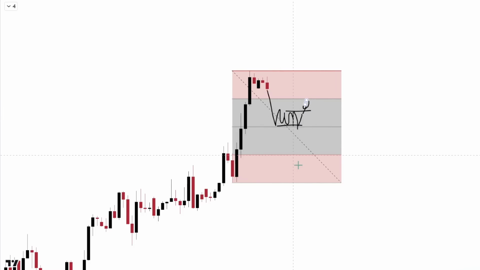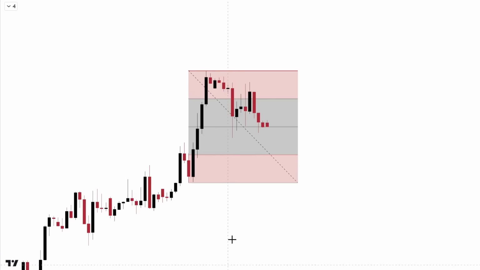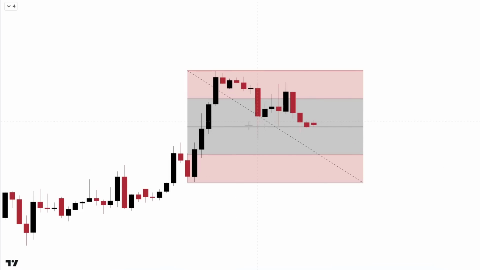Why? Because price is slowing down. And if you look at it from a macro perspective, price is bullish. So the purpose of the inducement is to induce traders into taking a long position. So what is happening here? Traders are being induced into taking a long position. All these rejections. You can see price is rejecting here, here, here, and here.